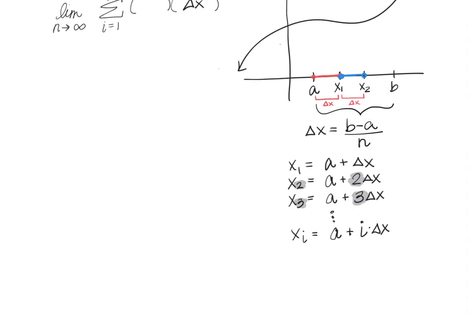And we know multiplication can be written in any order. So if you prefer to rewrite this, like many textbooks will show, this is the same as delta x times i. So either of these last two expressions are acceptable. We tend to use this one here a lot. So that's how we get our expression for x sub i. And x sub i represents the right-hand side of each one of our subintervals.